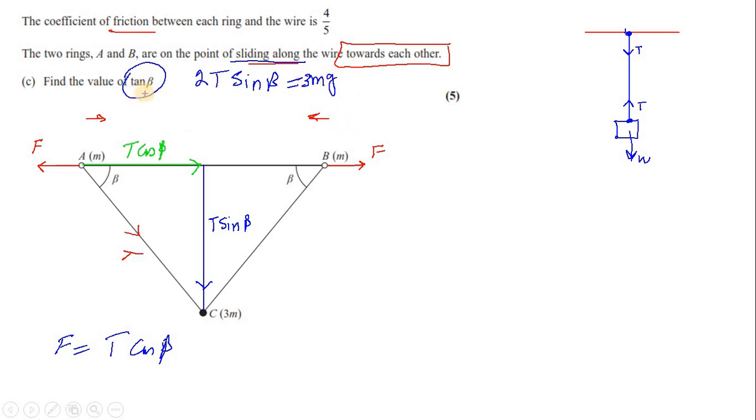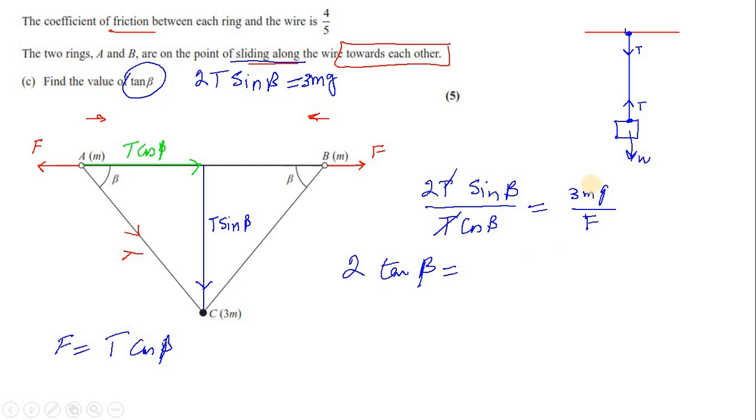Because we need to find tangent beta, we have two equations. One equation in terms of sine, and the other equation we just figured out in terms of cos. So we divide these two equations to find tangent. So dividing 2T sine beta by T cos beta, this is equal to the right hand side of the first equation, which is 3mg, divided by the other side of this equation, which is F. Now clearly T and T are gone, and you have 2 sine beta over cos beta, this is tangent beta, equal to 3mg over F. But we don't have F, we have the coefficient of friction, which is mu.